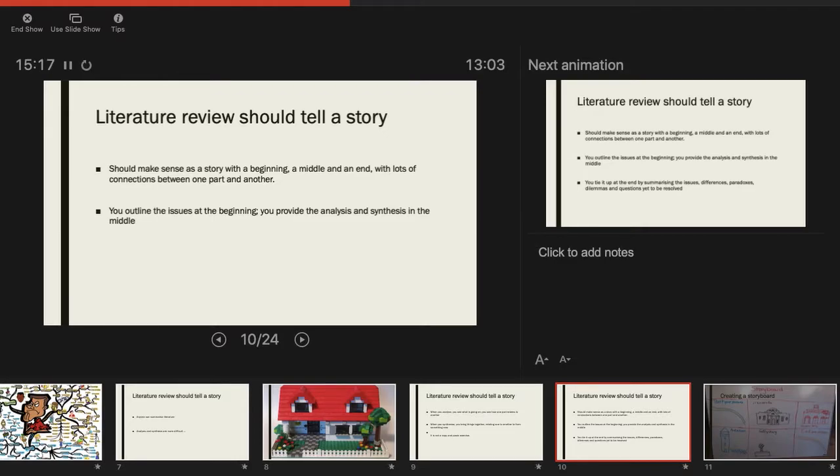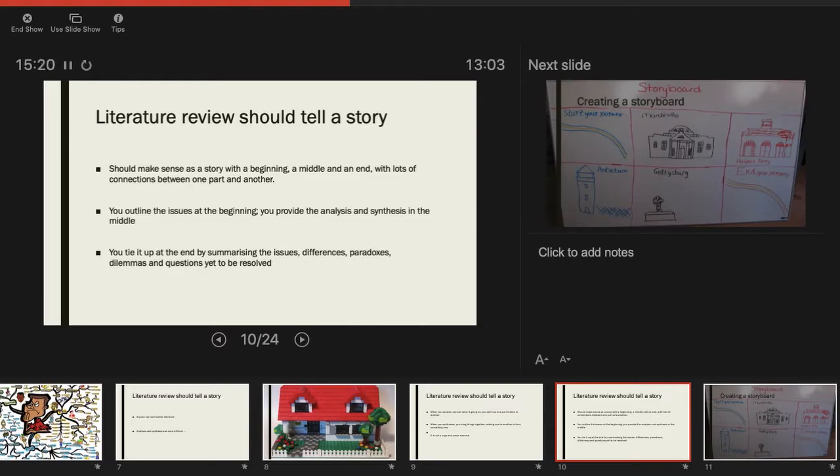So when you're starting off with your literature review, you start off by introducing the topic, highlighting the fact that the literature before has not really addressed this issue that you're looking at, and then you analyze it, you bring in a range of arguments, and then you also synthesize it. So once you have tied up and ended your literature review, you need to take into consideration, once you've summarized the issues, look at the differences, look at the paradoxes, look at any form of dilemmas and questions that have not yet been resolved, because that is what your literature review should essentially be looking at.